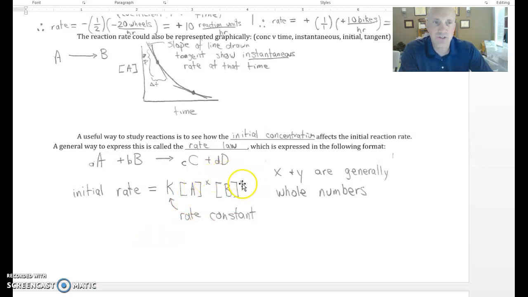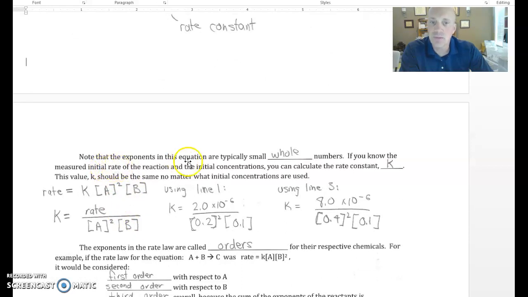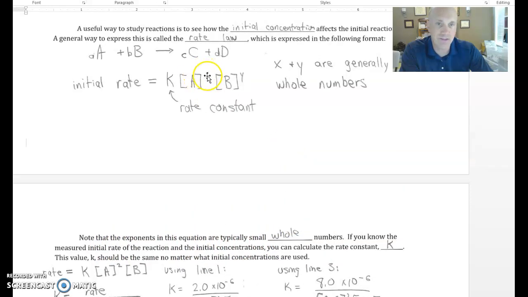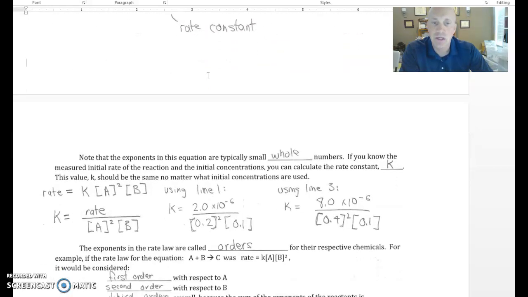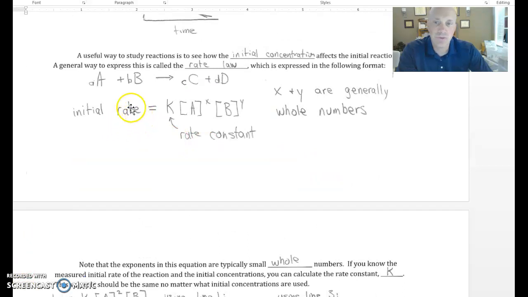These x and y exponents are actually determined experimentally by changing the initial concentrations of your reactants and then finding out how that affects the rate. We'll go over that in just a few minutes. Note that these are typically small whole numbers, either 0, 1, or 2. There are examples where it can be something other than a whole number. And once we know what the rates are and the initial concentrations, we can go ahead and calculate k.